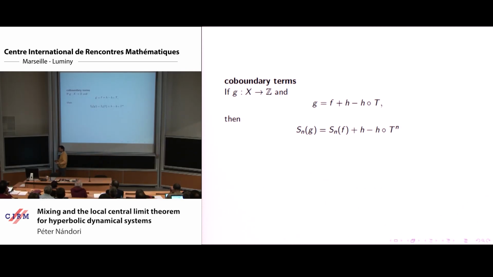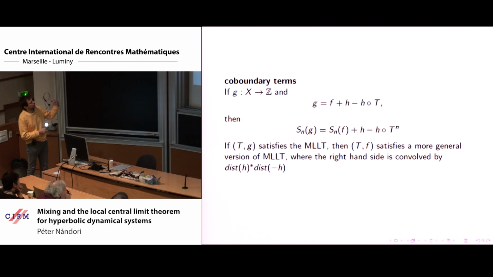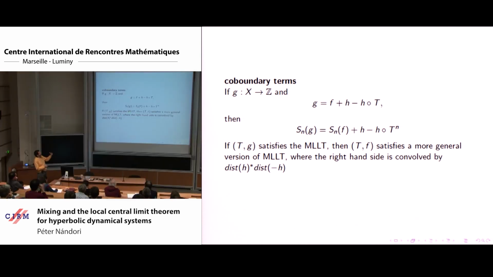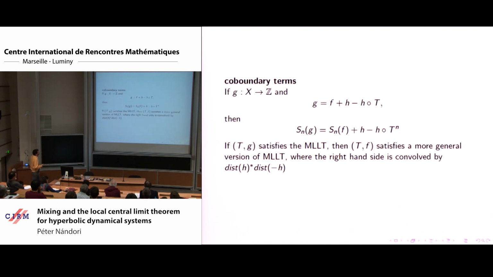So that being said, if you have an LLT for g, then you have something like an LLT for f. Actually, what is true is that if Tg satisfies the MLLT, then Tf also satisfies a kind of MLLT, but not exactly the same definition that I wrote on the board, because you no longer have a product measure, but instead you need to apply convolution with h and negative h. So the formula becomes more complicated, so I'm not going to put down the formula. Okay, good.